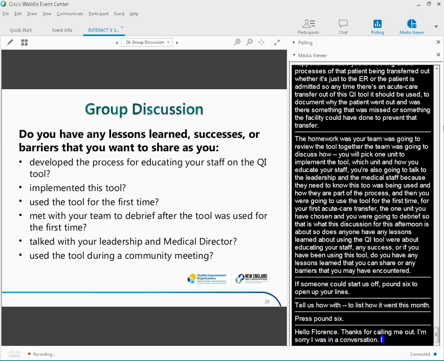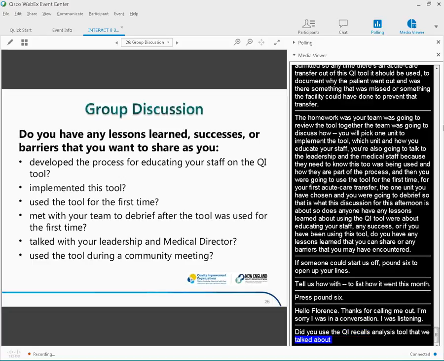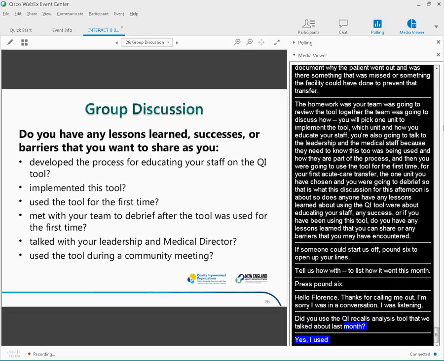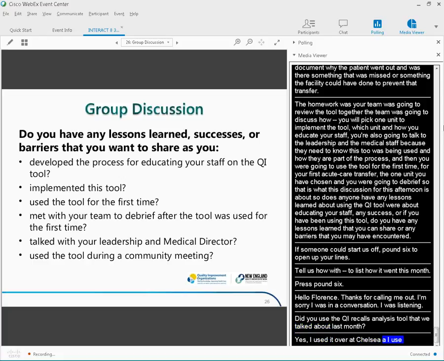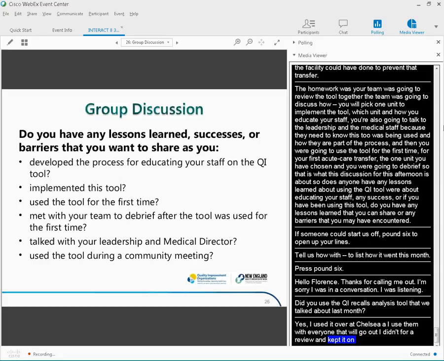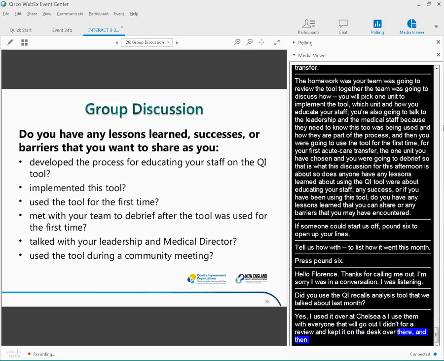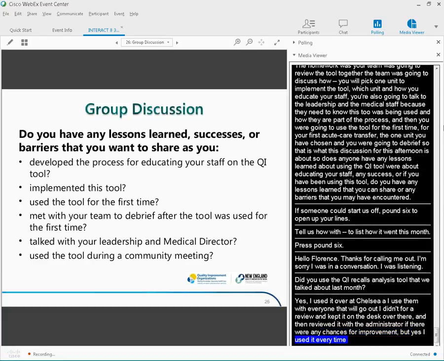Did you use the QI, the root cause analysis tool that we talked about last month with any transfers that you've done since? Yeah, I used it over at Chelsea. I used it on everyone that would go out. I did it for a review and just kind of kept it on the desk over there, and then reviewed it with the administrator if there were any chances for improvement. But yeah, I used it every time somebody went out. Good, very good. So what did you learn?